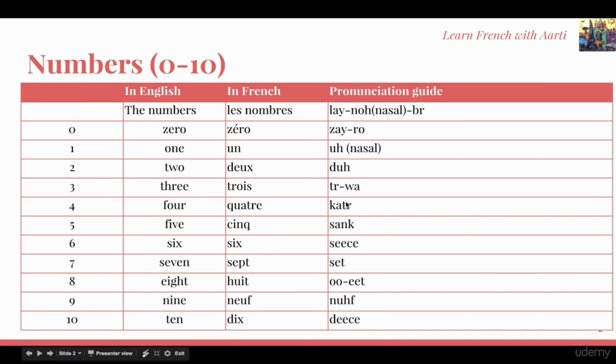Four, quatre. Cinq is five. Six is six. Seven, sept. Eight is huit. The H is never pronounced in French, so we start with huit. Nine is neuf. 10 is dix.